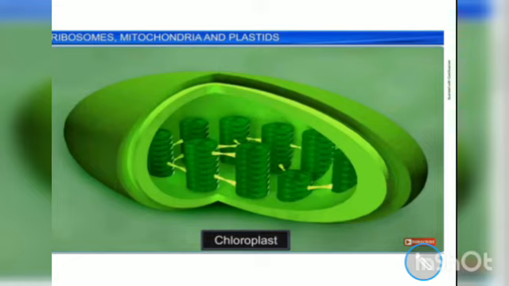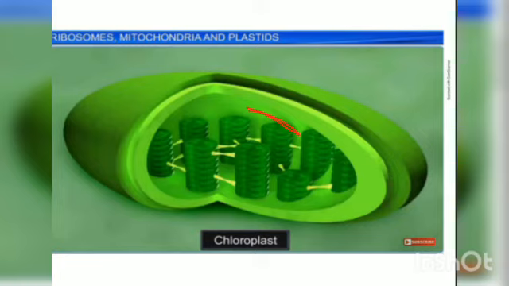Look here, this is the chloroplast, and the chloroplast has two membranes. The outer membrane is continuous, and the inner membrane is also continuous, but in mitochondria the inner membrane is discontinuous and forms the cristae. Inside the inner membrane there is the fluid content that is called the stroma.